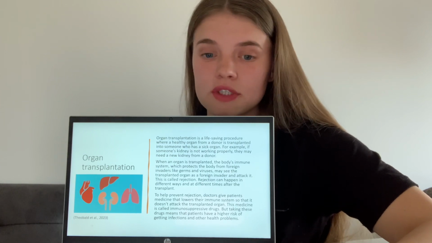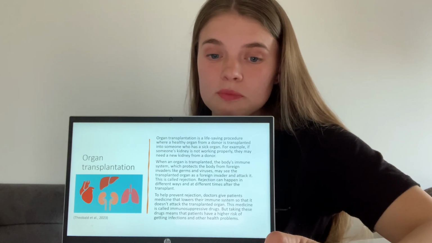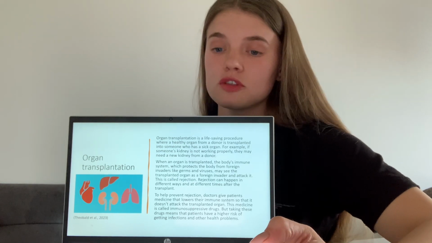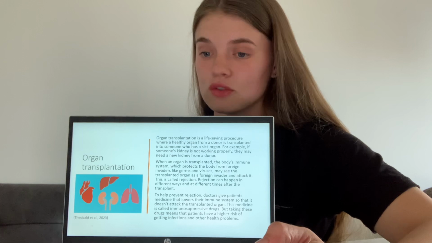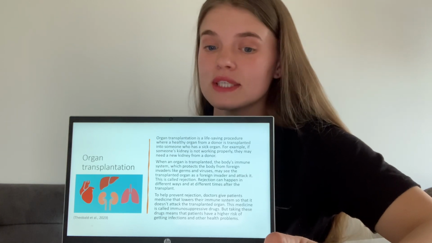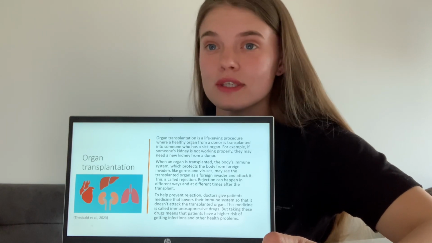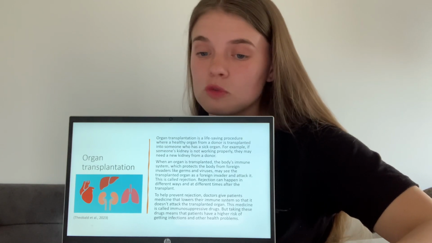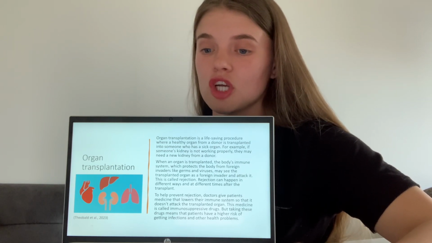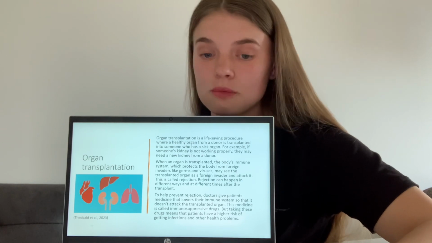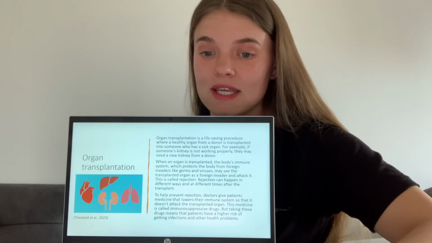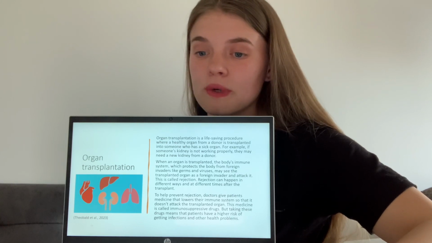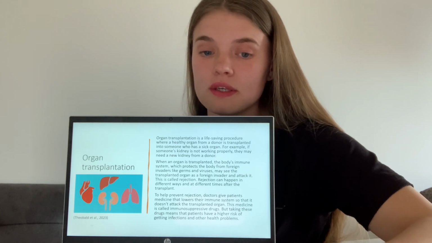Organ transplantation. Organ transplantation is a life-saving procedure where a healthy organ from a donor is transplanted into someone who has a sick organ. For example, if someone's kidney is not working properly, they may need a new kidney from a donor. When an organ is transplanted, the body's immune system, which protects the body from foreign invaders like germs and viruses, may see the transplanted organ as a foreign invader and attack it. This is called rejection. Rejection can happen in different ways and at different times of the transplant.